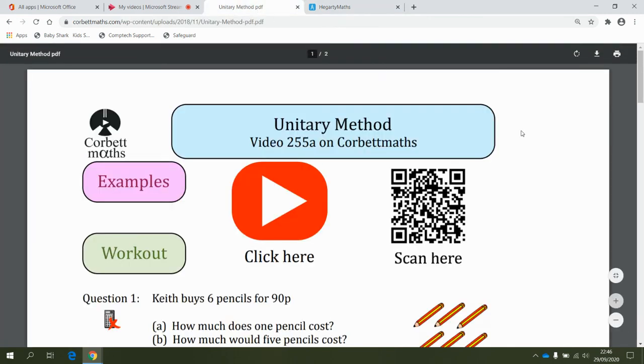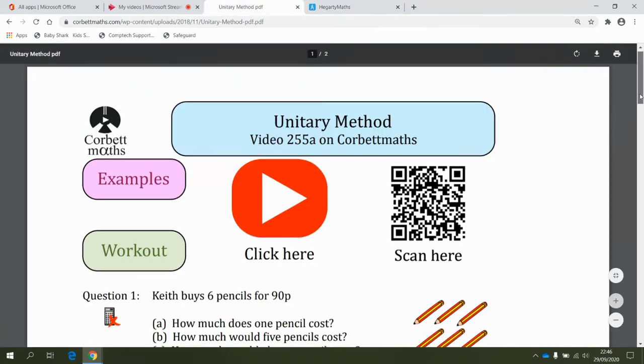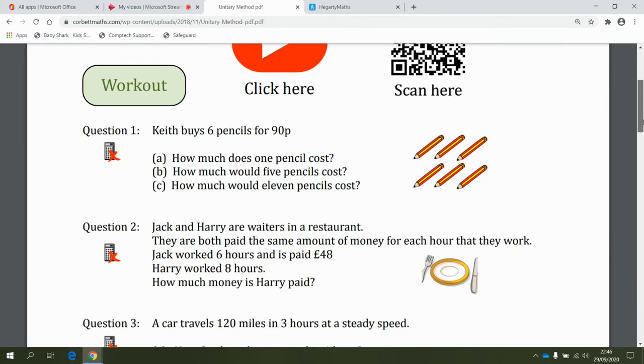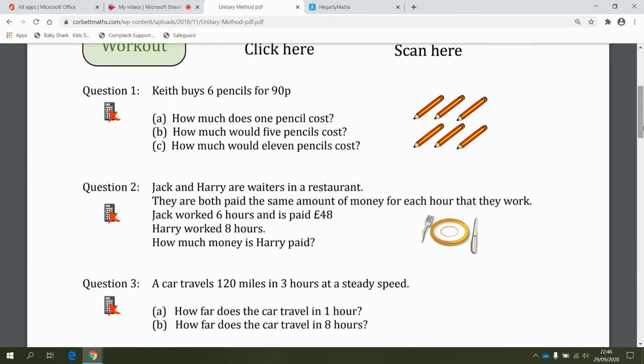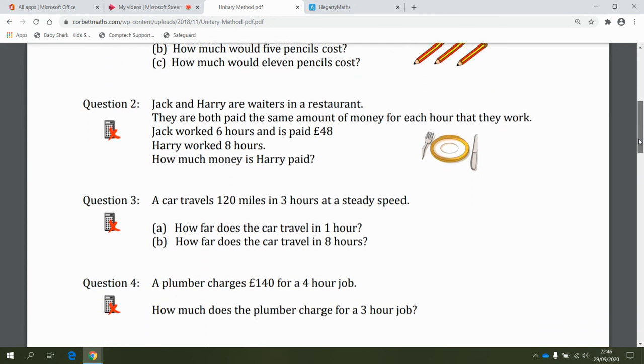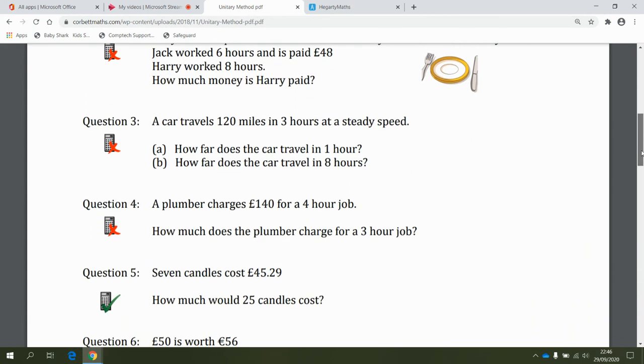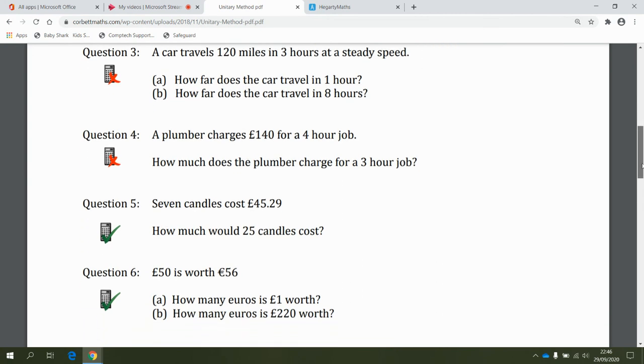And these are those worksheets here. So some very simple questions to start off with. Involving 6 pencils for 90 pence and using your unitary method of proportion to solve the questions that go there. So read the questions carefully, what they're asking you to do, and use the double lines like Mr. Hegarty showed you. Again, if you are struggling at any point, please watch the video again to help you.